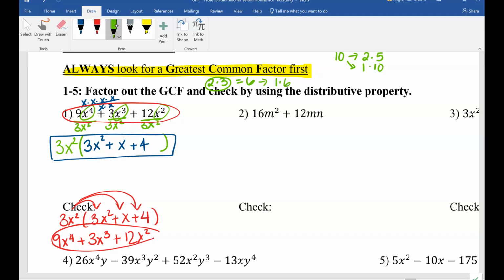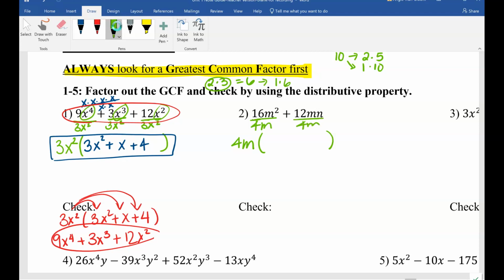Number 2, 16m squared and 12mn. So 16 and 12, as you know already, they both have a 4 in those two numbers. Now, between an m squared and an mn, m squared has 2 m's, so the most we can take out is an m. So now we know we need to divide both terms. I'm going to erase really quickly because I don't want to make a big mess here. What happens if we divide both terms by 4m?